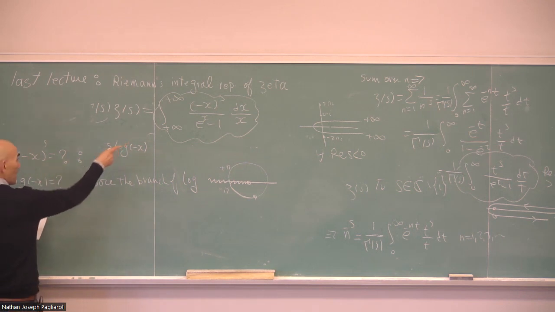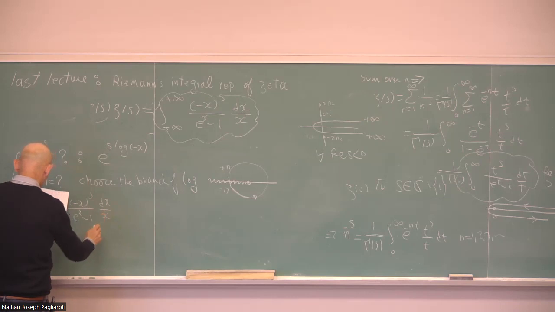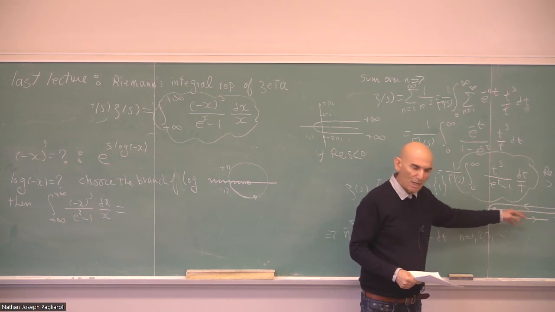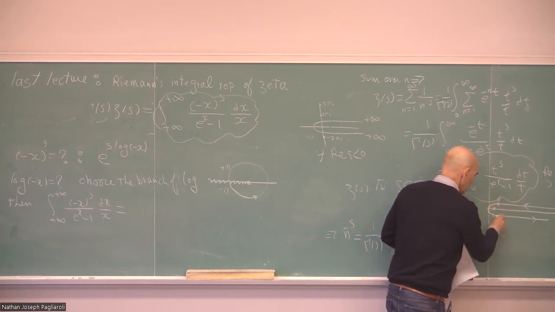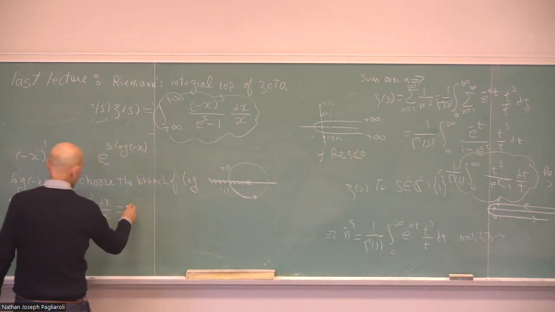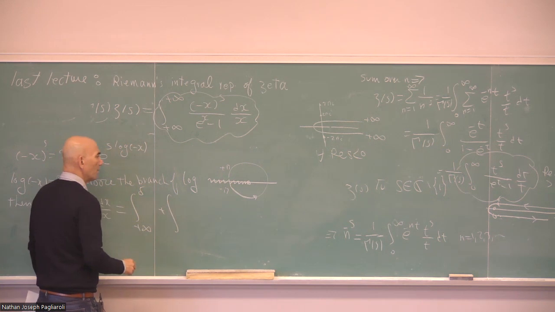So then, let me write this integral now. Integral from plus infinity to plus infinity of minus x to the s over e to the x minus 1 dx over x is equal to, as I said before, in the last lecture, we divided into 3 pieces. First of all, you come here up to delta, and then you just go around almost like a circle, and then you continue.